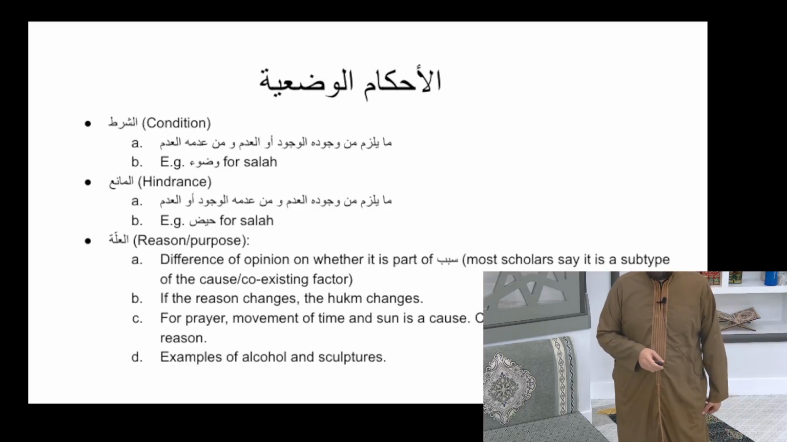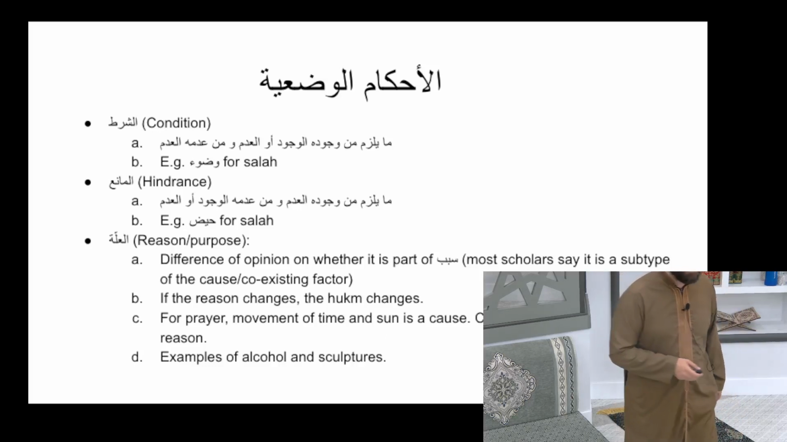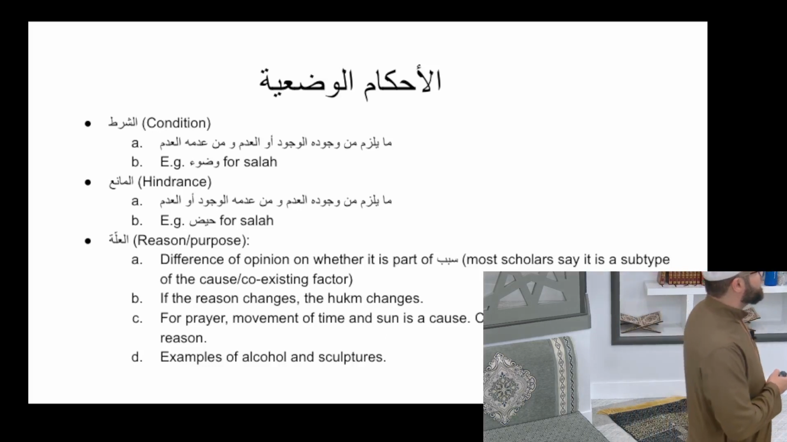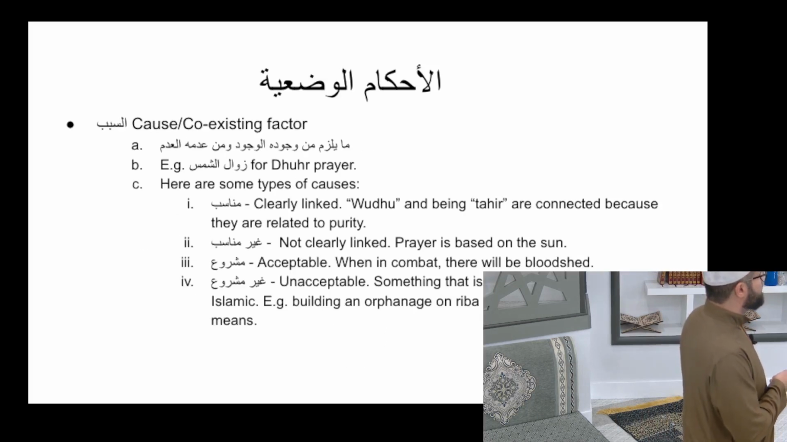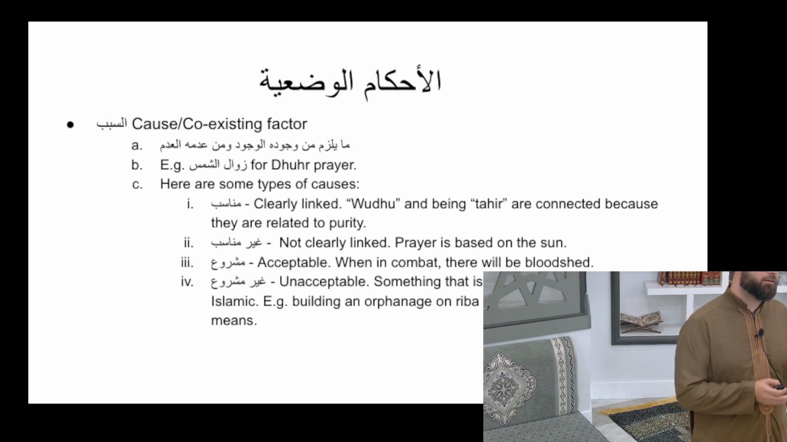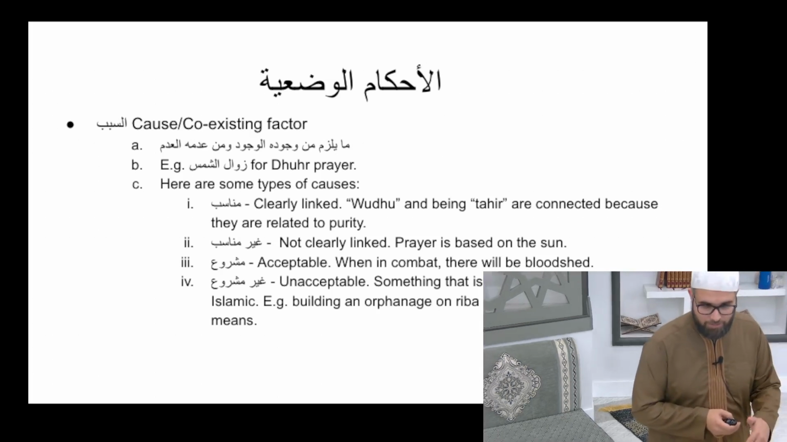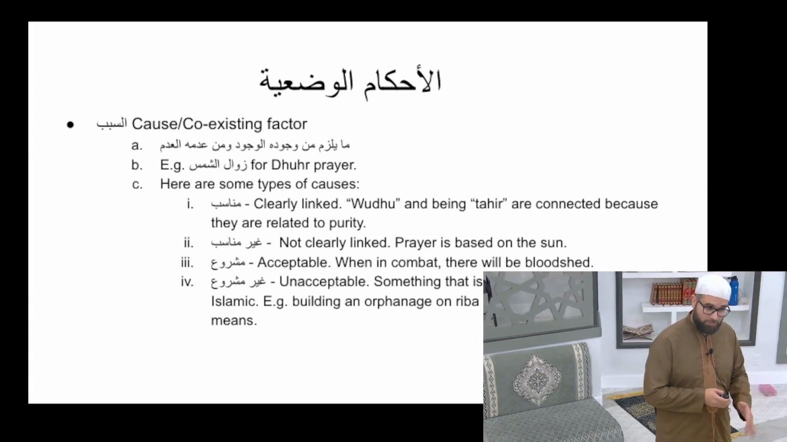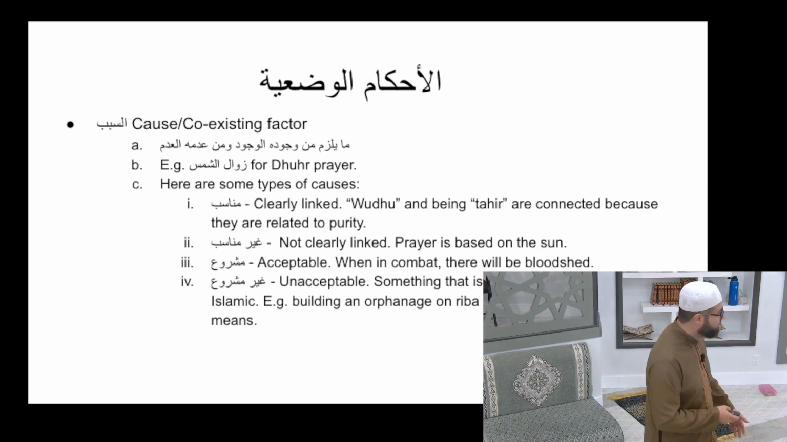I'll maybe just go through that and explain a few things for you because this is important. So if you go back to cause, it's a coexisting factor. There's different types. It can be clearly linked. It may not be clearly linked. It may be acceptable, be unacceptable. There's a variety of different types of causes or coexisting factors.